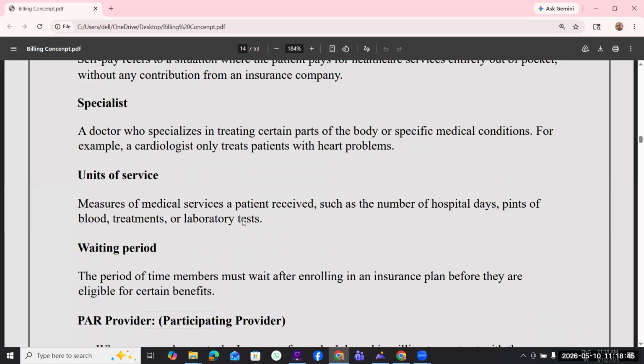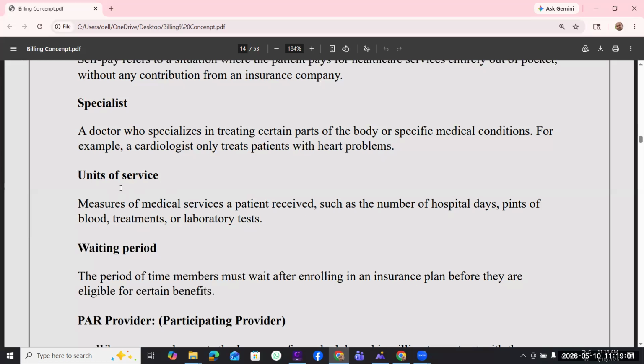A specialist is a doctor who is specialized in treating a certain part of the body or a specific medical condition. For example, a cardiologist only treats patients with a heart problem. So that is called a specialist.